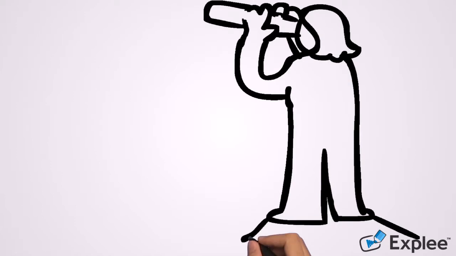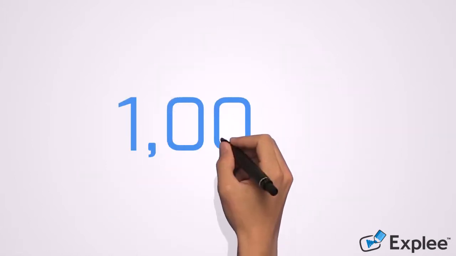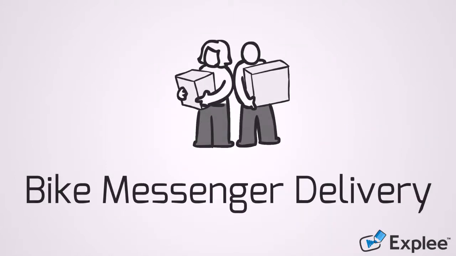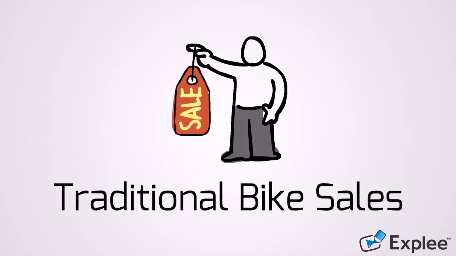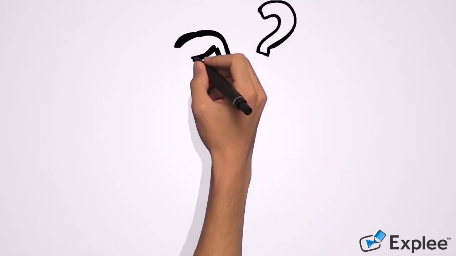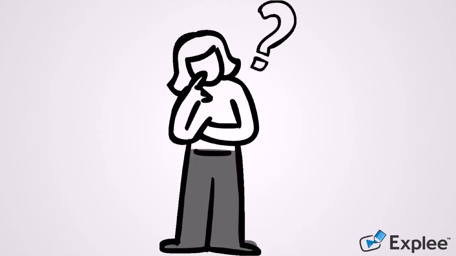This is Rebecca. In 2014, Rebecca started a bike messenger service, which has now grown to over 1,000 employees. Her company has expanded to provide bike messenger delivery, traditional bike sales, electric bike sales, bike rentals, and bike maintenance. Rebecca has strong profits, but she really wants to figure out a way to make her business sustainable in the future. This is where profit pools come into play.